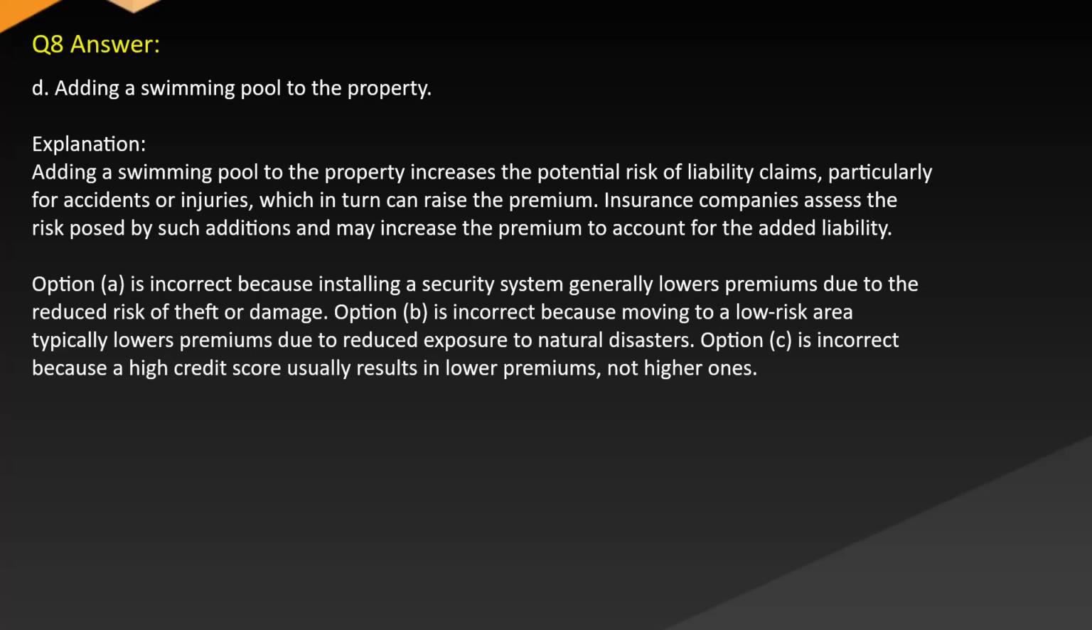Option A is incorrect because installing a security system generally lowers premiums due to the reduced risk of theft or damage. Option B is incorrect because moving to a low-risk area typically lowers premiums due to reduced exposure to natural disasters. Option C is incorrect because a high credit score usually results in lower premiums, not higher ones.